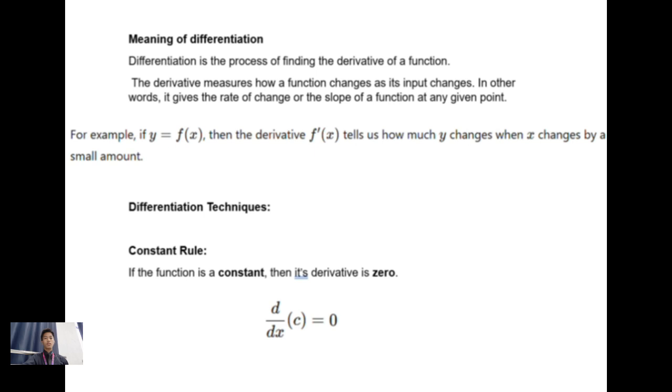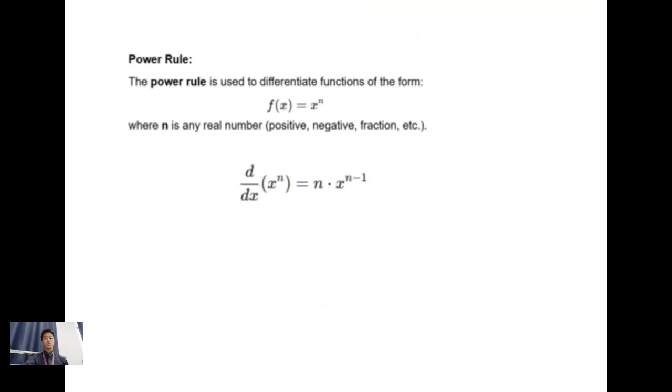Differentiation techniques. Constant rule. If the function is a constant, then its derivative is 0. Power rule. The power rule is used to differentiate functions of the form f(x) equals x to the power of n, where n is any real number. The derivative of x to the power of n is n times x to the power of n minus 1. That's because we have to bring down the exponent n and multiply it, and subtract 1 from the original exponent.